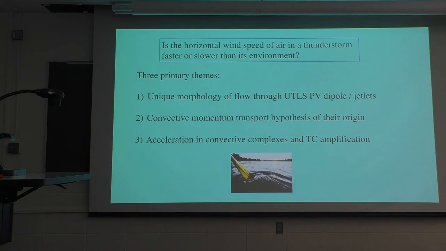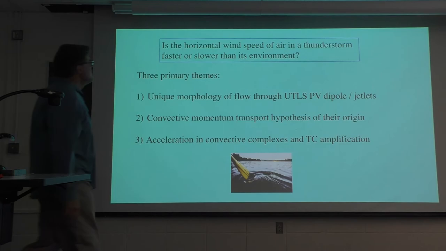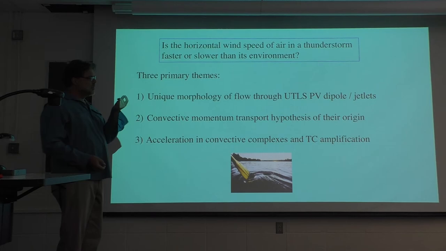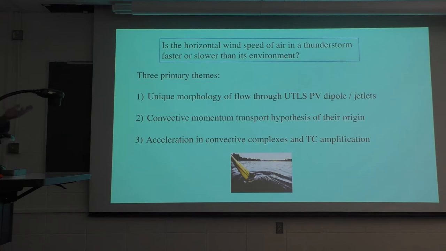It's extraordinary. In hurricanes, it's the opposite. And when I finally understood that, things started to fall into place. So the three primary themes are, first of all, to describe this unique three-dimensional morphology of the flow through the UTLS PV dipole jetlets. If you see a PV dipole jetlet, it means a particular interesting signature in three dimensions involving the boundary layer, the updraft, and the outflow jet.